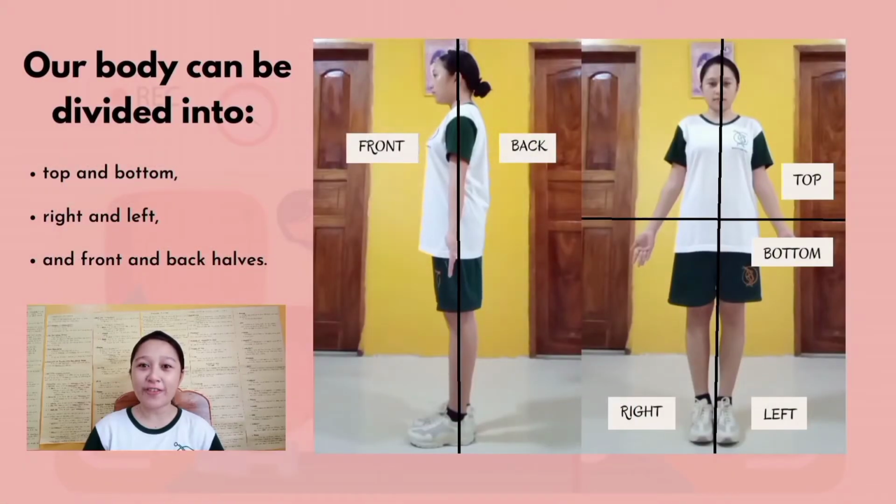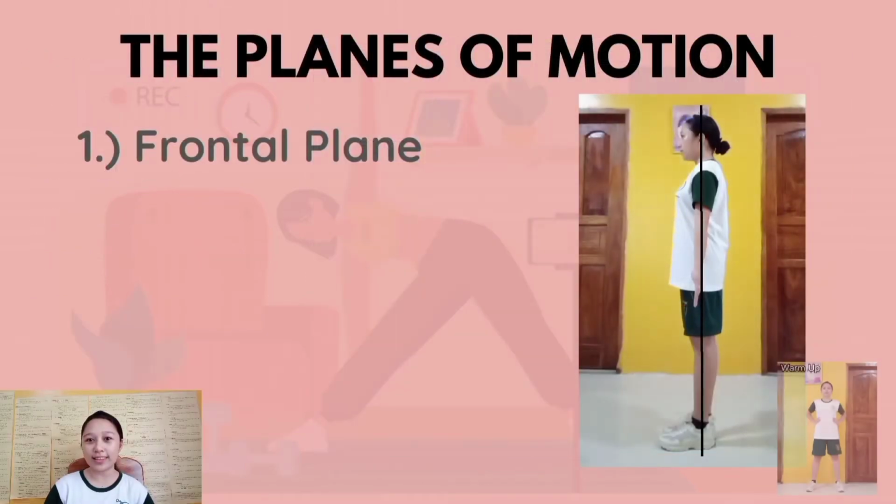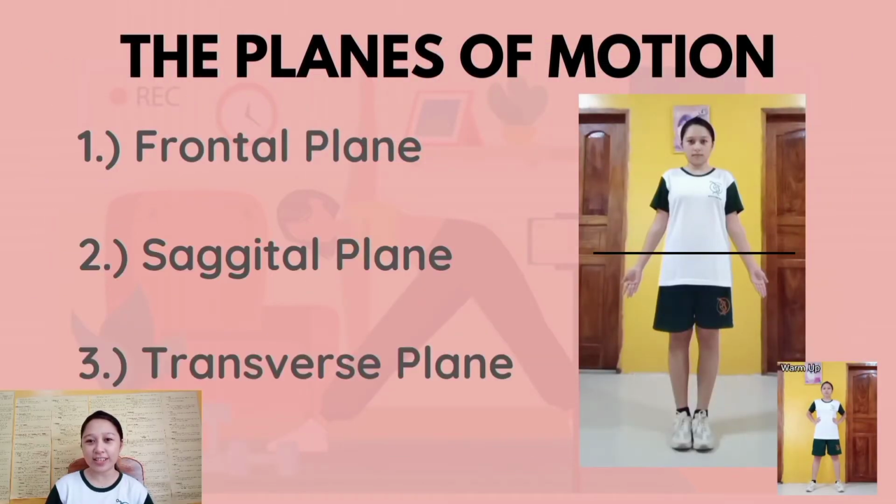Our body is divided into top and bottom, right and left, front and back halves by the three planes of motion: the frontal, sagittal, and transverse plane.